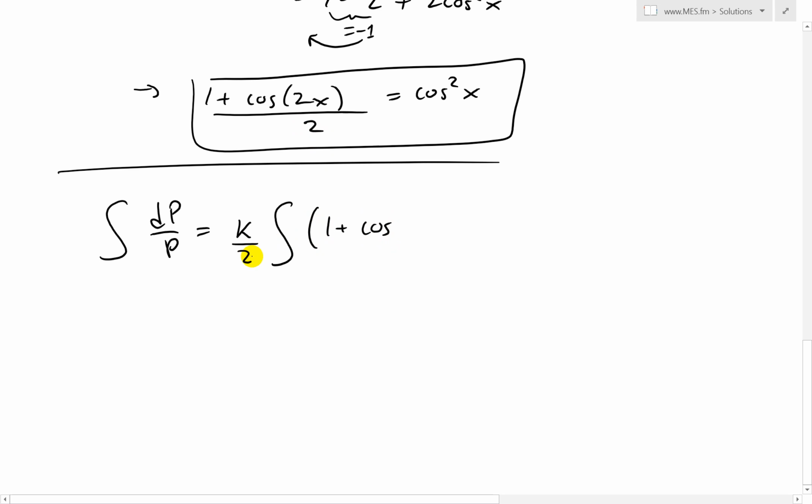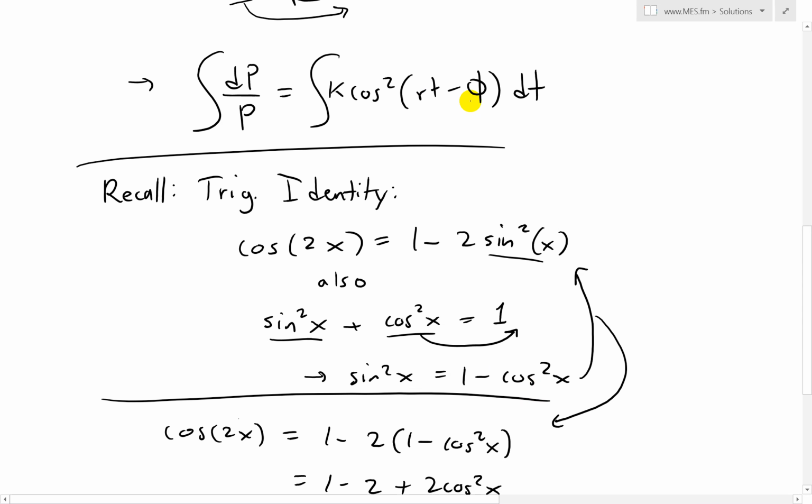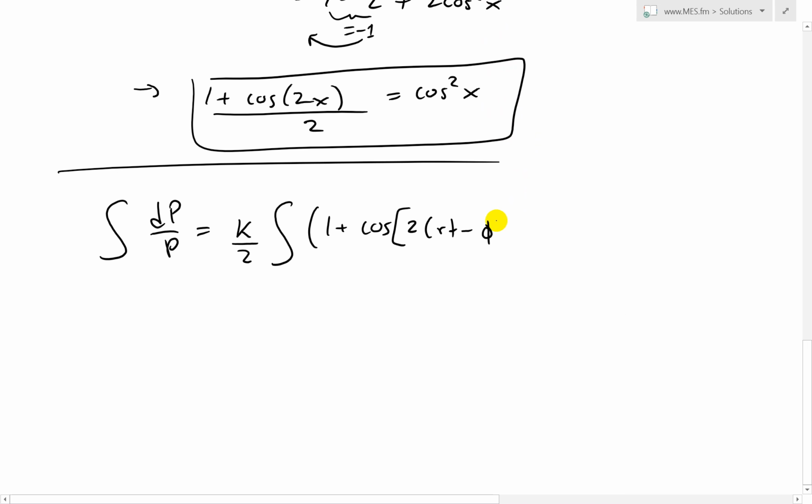I'll take a 2 out of there, just a constant. So this is going to be cosine, and I'll put a bracket 2, and then this is going to be 2RT minus phi. So instead of x, we're dealing with this 2RT minus phi. That could be our x, and then we're just applying that identity to this form of it, like that. So we get something like this, and then we have dt.